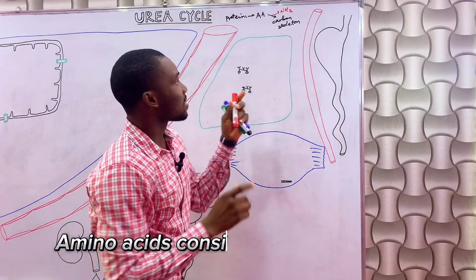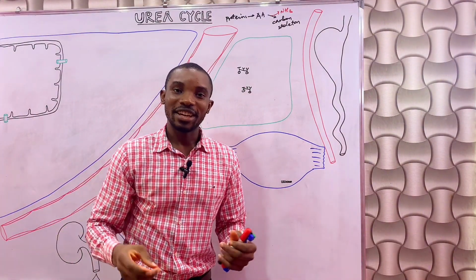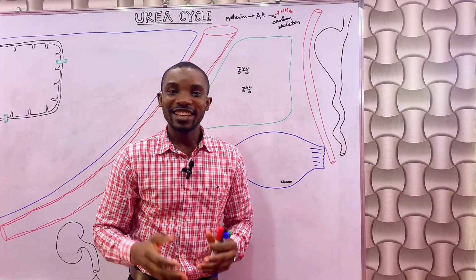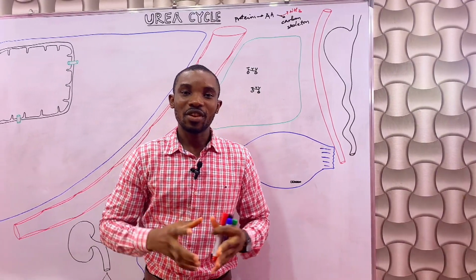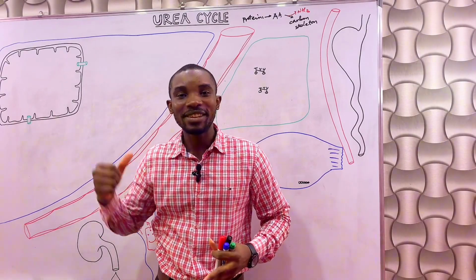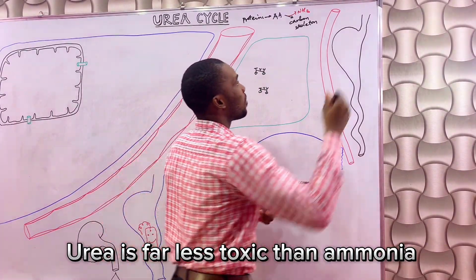Because amino acids consist of what? A carbon skeleton and an amino group. So this ammonia is very toxic to the body. And then the ammonia needs to be what? Incorporated into a less toxic or a non-toxic form by the liver, known as what? Urea.